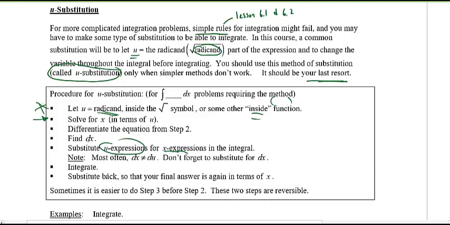And then, hopefully, it'll be an easier one in terms of u, and then we can integrate, and then go back and substitute. Now, like I said, sometimes it is easier to do step 3 before step 2. This is step 2, this is step 3. I actually prefer to do step 3 first before step 2. So, what do I mean?